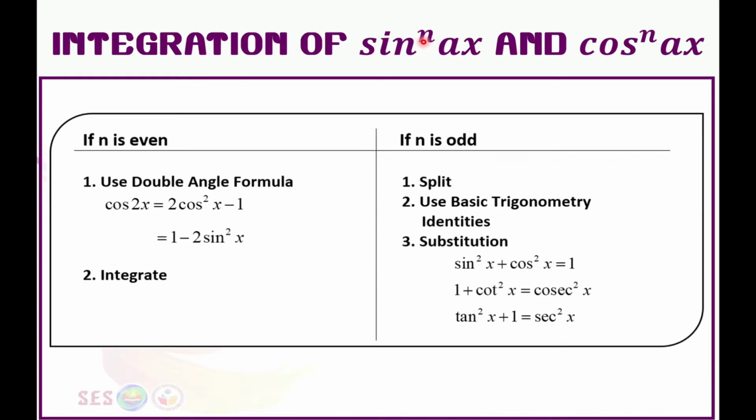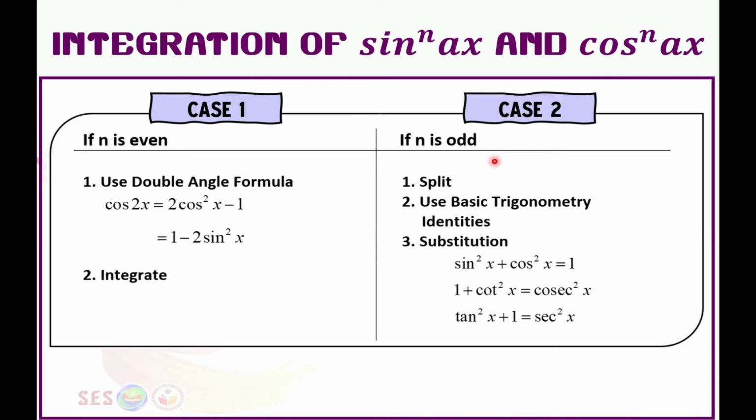So integration of sine to the power n and cos to the power n only applies if our sine or cos has a power other than 1. So I split into two cases. First case, where my power n is an even number. Even number is nombor genap. First step, I use the double angle formula. I rearrange them, I will show it to you later. And then I integrate.